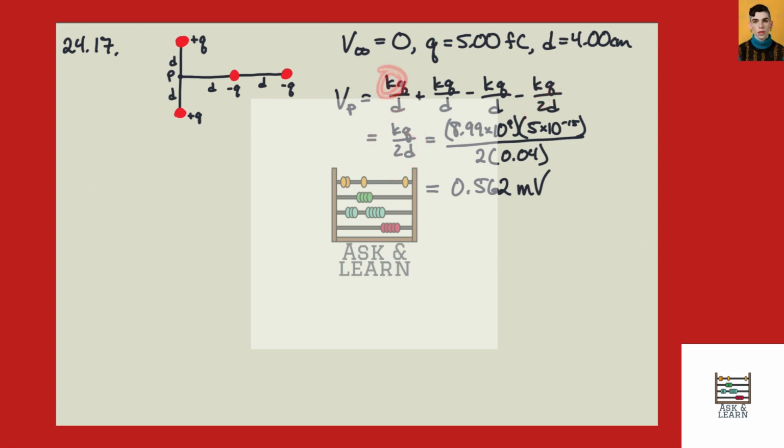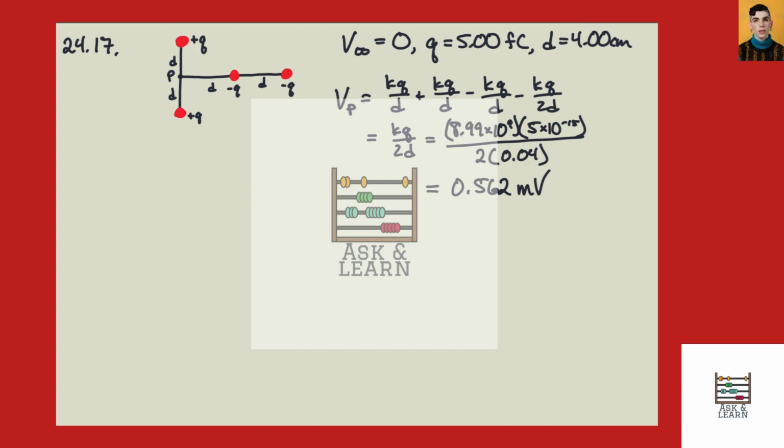Again, k is our proportionality constant, like 1 over 4 pi epsilon naught. I just used k here because it makes the notation a little simpler. So we know everything here. We can look up k, or we can calculate it from epsilon naught and pi. We're given the charge, a very small charge, and we're given the distance. Making the unit conversions, in the end we wind up with 0.562 millivolts.